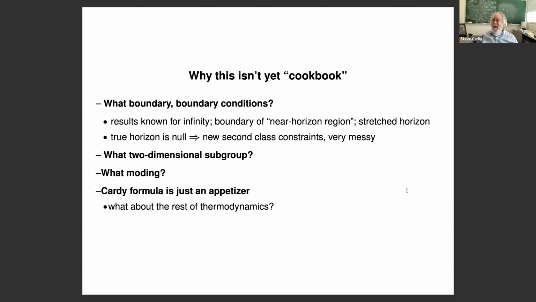And then finally, if you can do all of this, it's just the beginning, because there's a whole rest of black hole thermodynamics besides the entropy that ought to be explained. And if this setting explains the entropy, it ought to be possible to extend it to explain Hawking radiation, for instance.